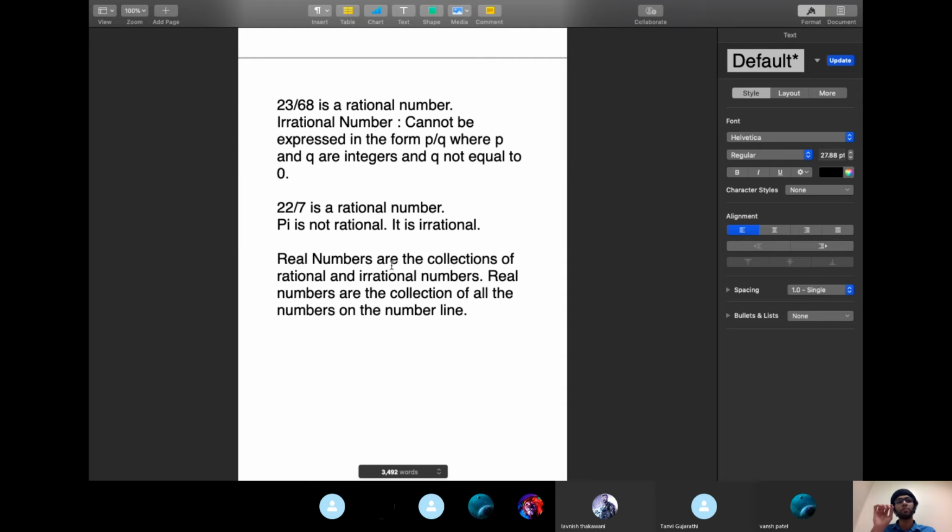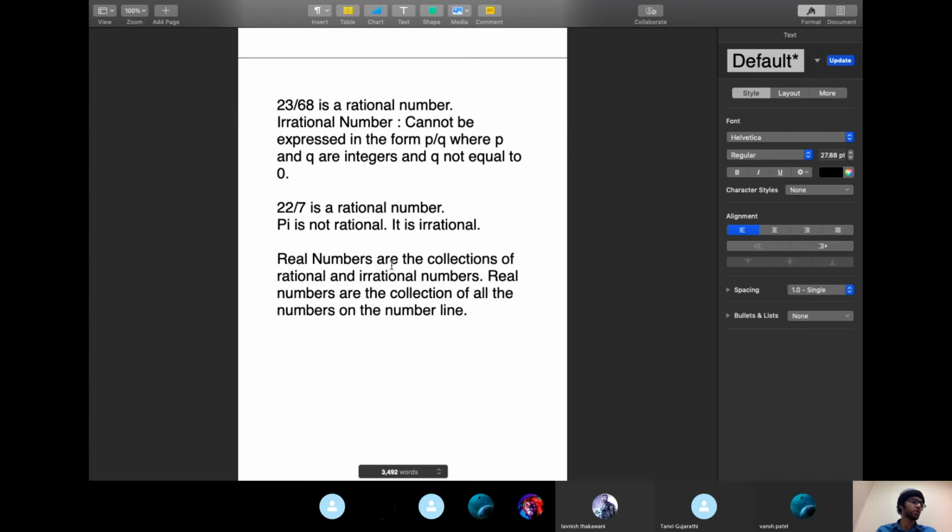So you plot any dot on the number line, it will represent some number, and that number is a real number. Okay, so between 1 and 2 you just draw a point that is a real number. Any number that can be represented on the number line is called a real number.